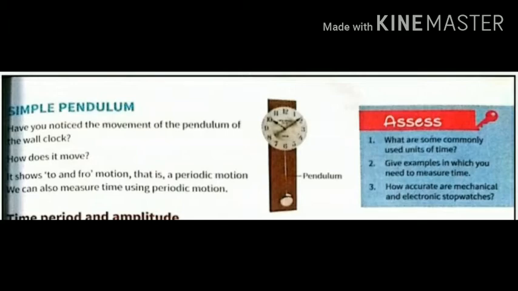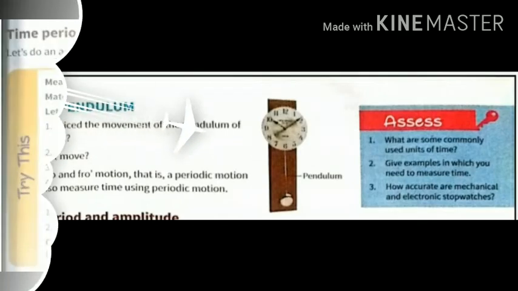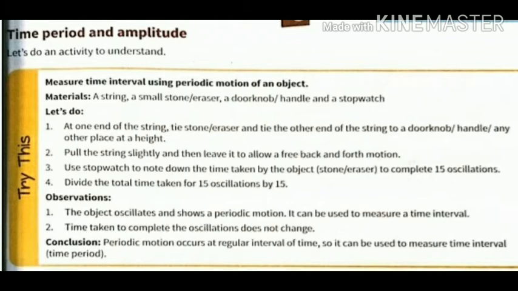Okay. Now we will come to the next topic, that is time period and amplitude. To understand this topic more clearly, let's perform one activity. The activity is to measure time interval using periodic motion of an object. For this, we need one string and a small stone or eraser. So let's perform this activity.